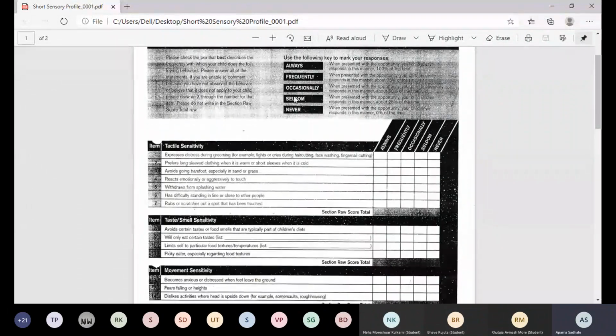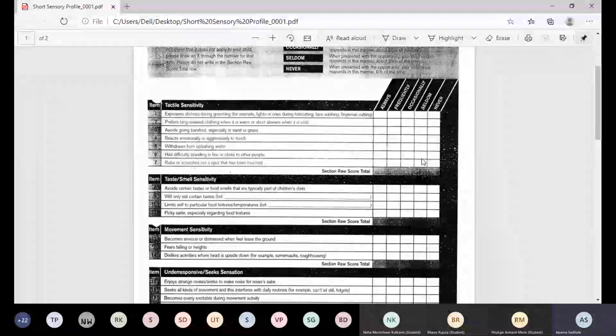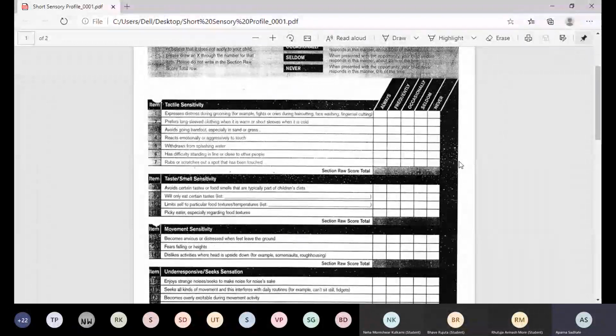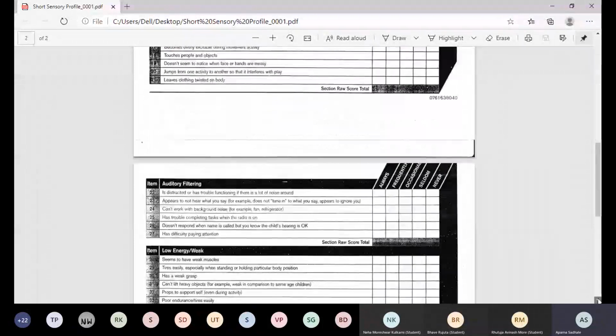Now here are the responses: always, frequently, occasionally, seldom, and never. These are the responses for each and every one of these questions that we need to tick. Once we do it, we are going to summarize the score. Let me just go to the second page, 1 minute. Then we'll go through each item.